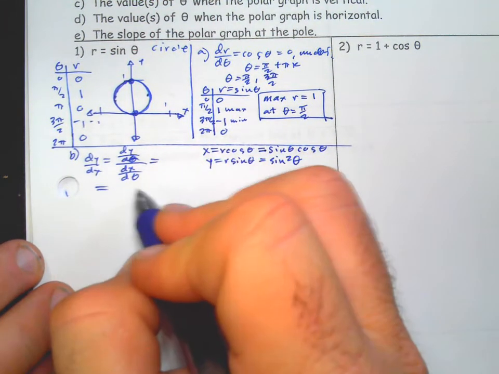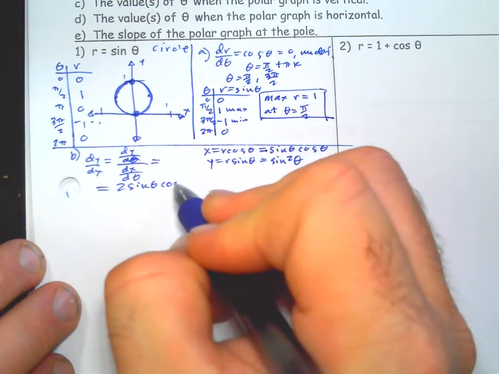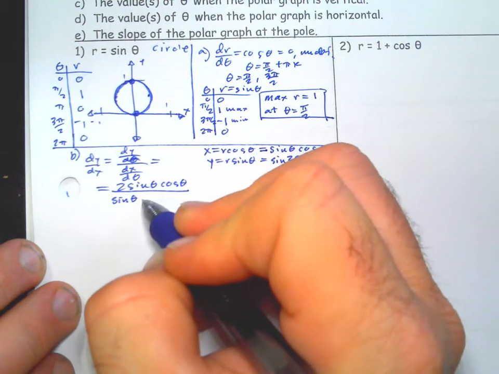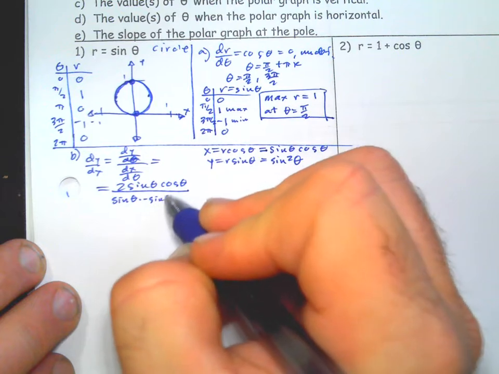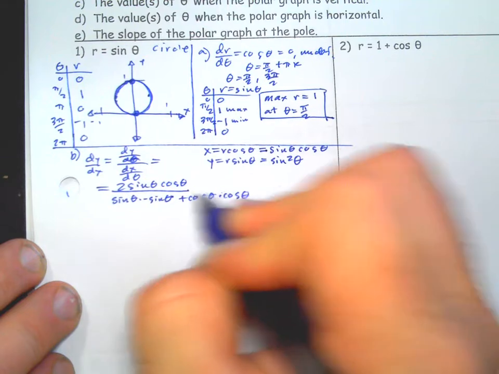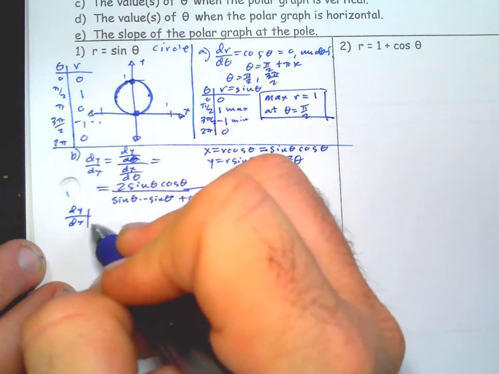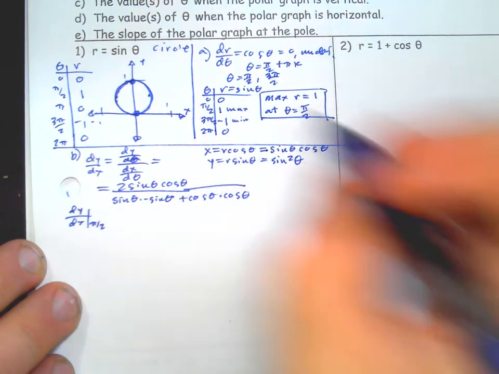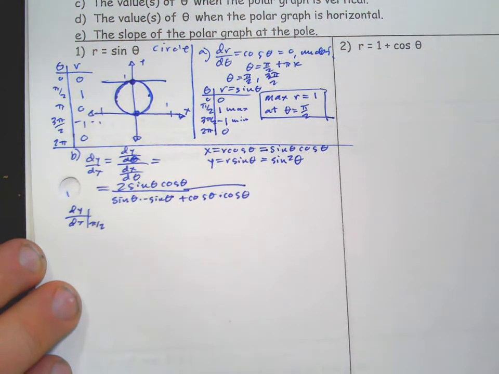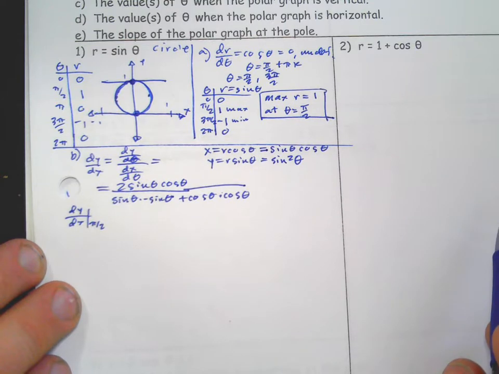So this is going to give you 2 sine cosine on the top, and the bottom is going to give you sine theta times negative sine theta plus cosine theta times cosine theta. So if we plug pi over 2 into this, and by the way, we could also look at this graph. This is where the slope is. It should come out to 0. I still want to see the work, but you should know it's going to be 0, right? And that max radius makes sense on the picture too, furthest away from that pole.